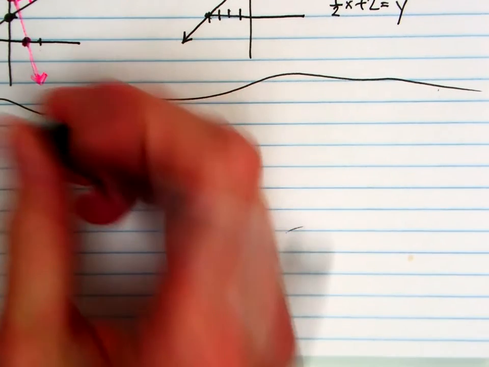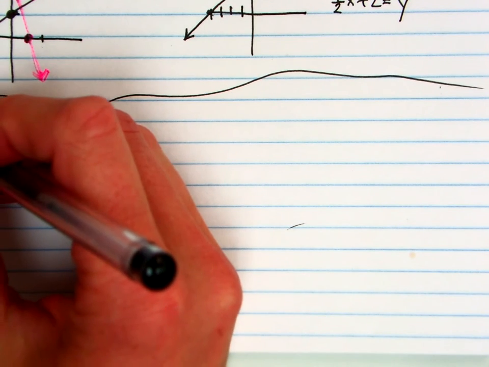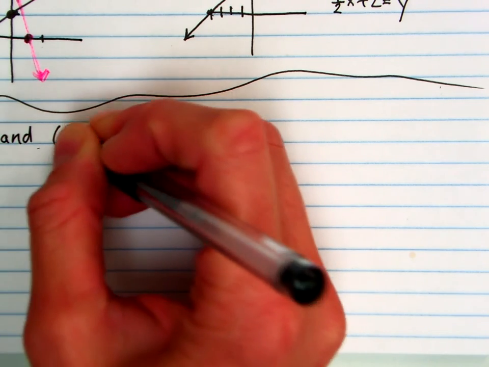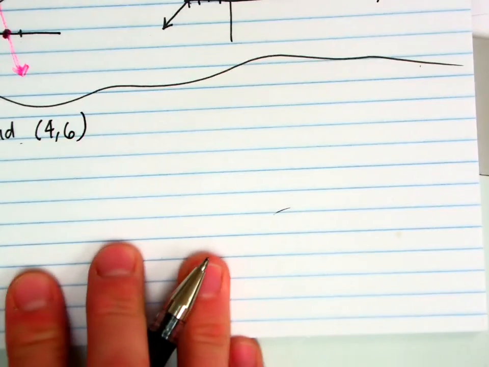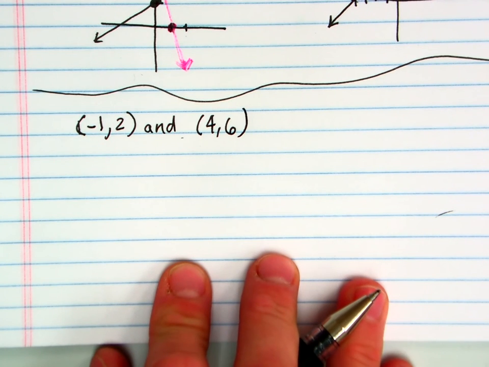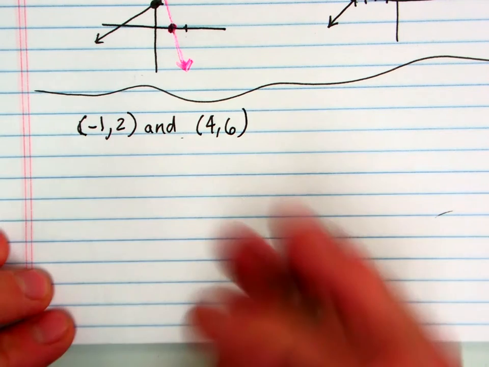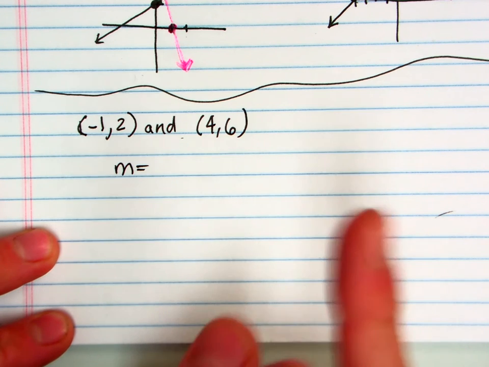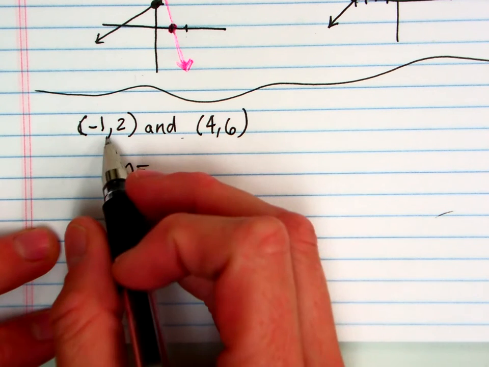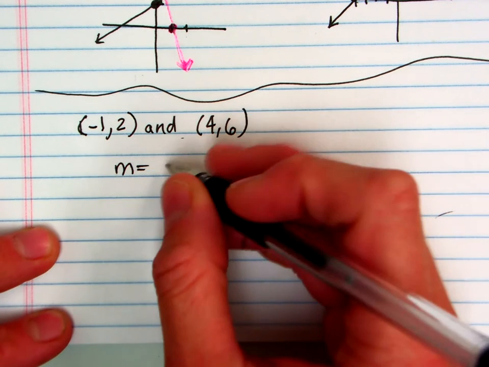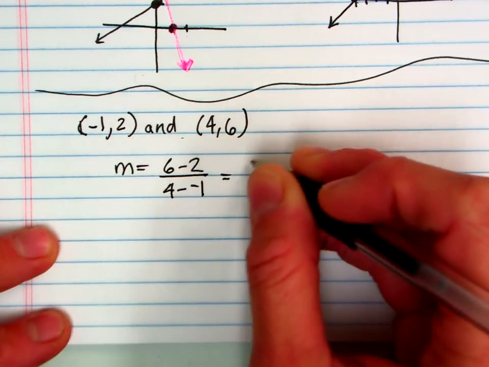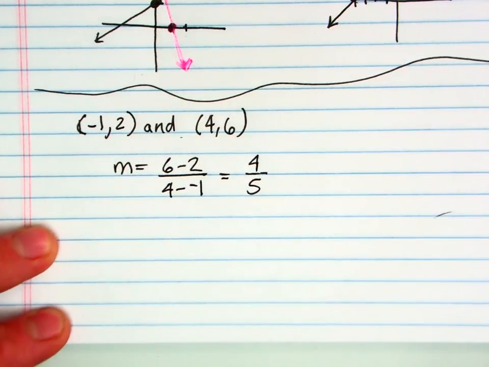Let's say, for example, we wanted to find the equation of a line through -1, 2, and 4, 6. So to do that, I would first find the slope, because to find the equation of a line, you need a point and you need slope. Right now, I have a point, but I don't have a slope, so I'll find the slope. 6 minus 2 over 4 minus -1. This is 4 over 5.